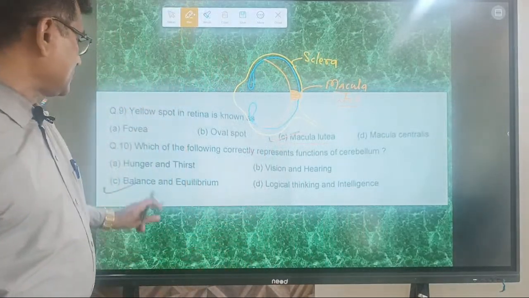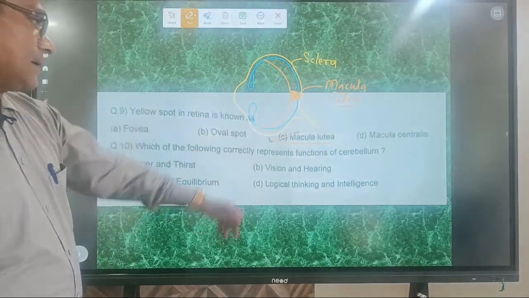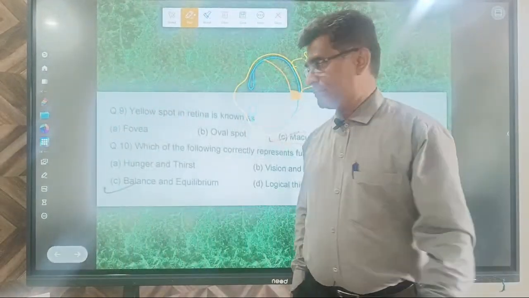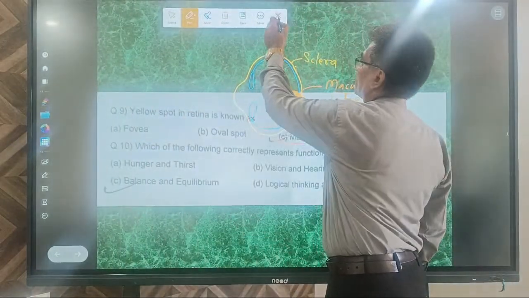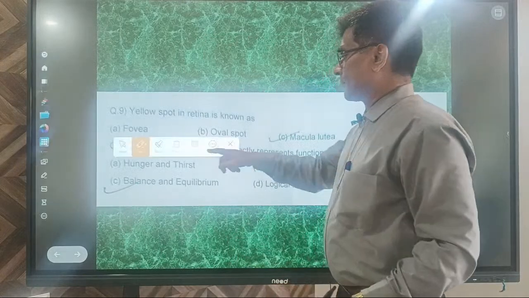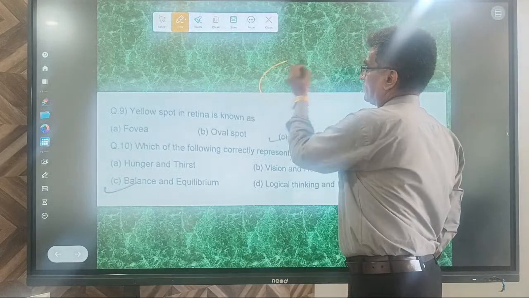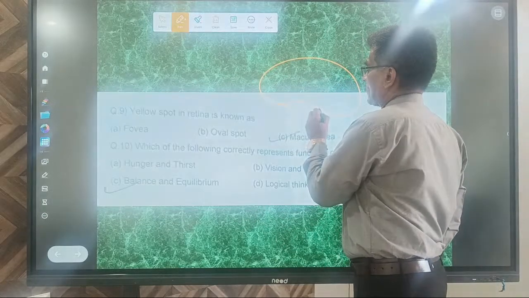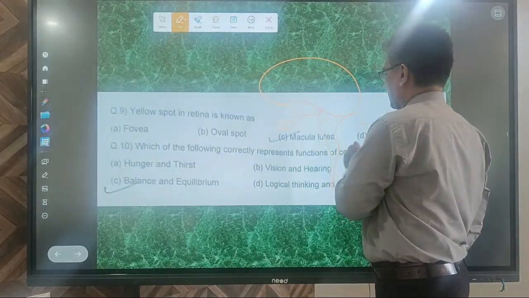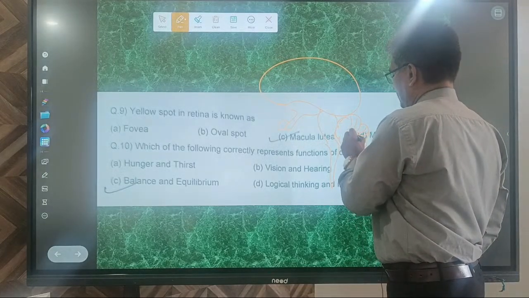Coming to the last question, which of the following correctly represents function of cerebellum? Now cerebellum and cerebrum, these are 2 words which could be confusing for you people, but again if you look at the human brain diagram which I had explained to you, तो यहाँ पर मैं फिर से बना रहा हूँ, something like this, and there will be a highly convoluted part which is present at the hindbrain part.